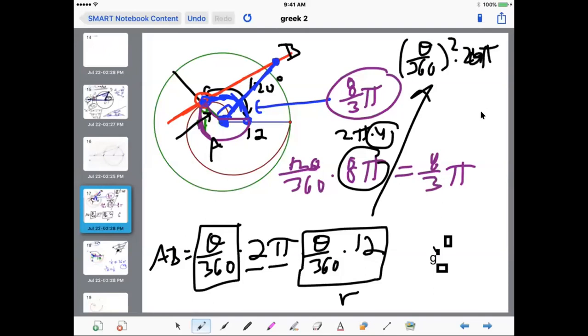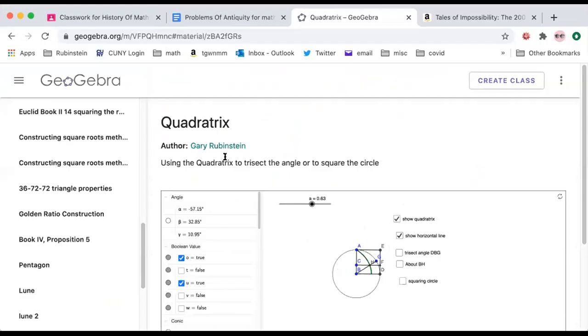Or times 2 pi. Can I please change this 12 into an r? Because we're trying to get a general formula. If we're calling the theta, let's call the 12 r. That's the radius of the original circle. Let me show you this on the GeoGebra page.